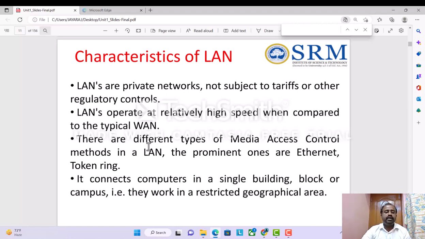WAN is bigger than LAN. The different MAC, that is nothing but the media access control methods in LAN, are the prominent ones, since we are using direct cable connections and token ring. It connects computers in a single building that works in a restricted geographical area, which means when you leave the place, you cannot access that particular network. When you are in the office, you can use the LAN network. When you leave the office, you cannot use the network, that is geographically restricted.